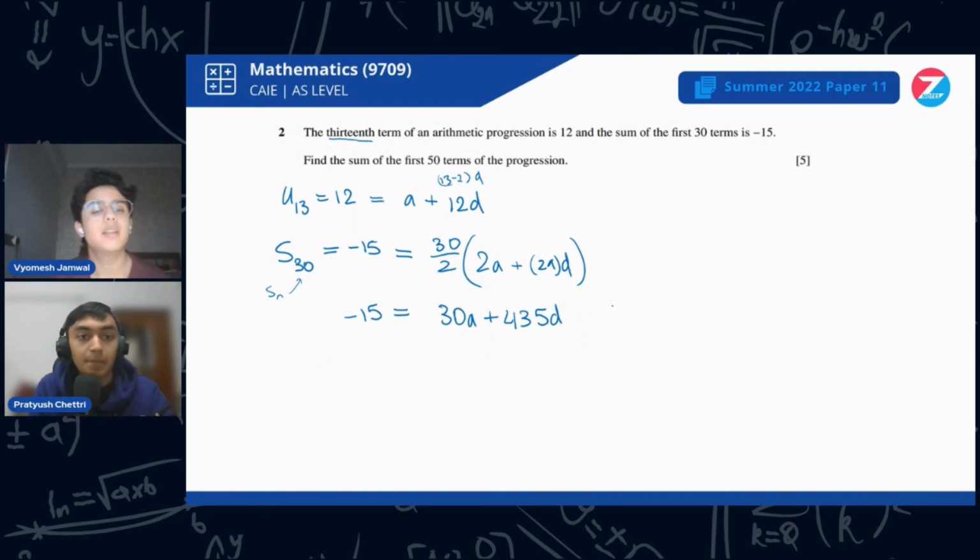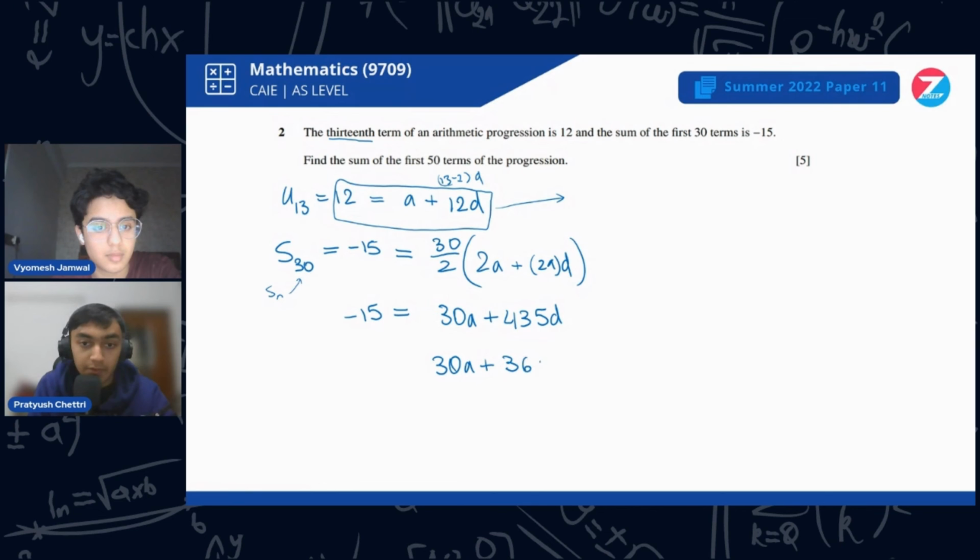And so I will take the first equation that we found and multiply it by, let's say, 30. So it's going to be 30a plus 360d equals 12 times 30, which is 360. And now I'm just going to subtract both of the equations to cancel out a.